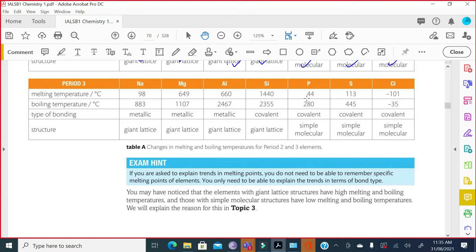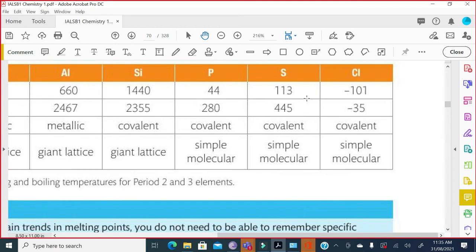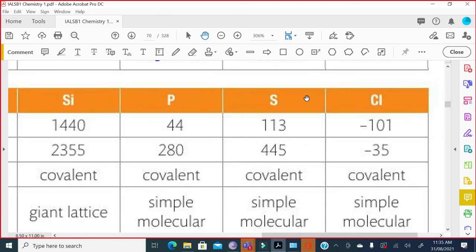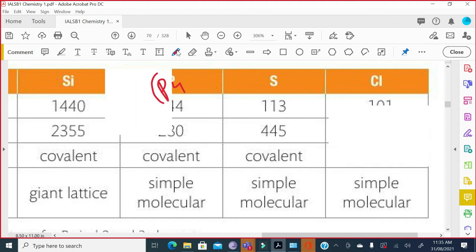Phosphorus. I want you to focus on phosphorus, sulfur and chlorine. These three only, and I'm giving you the explanation for that. Phosphorus is existing as a P4 molecule. One molecule of phosphorus is P4. So we will see the force of attraction between one P4 and another P4.